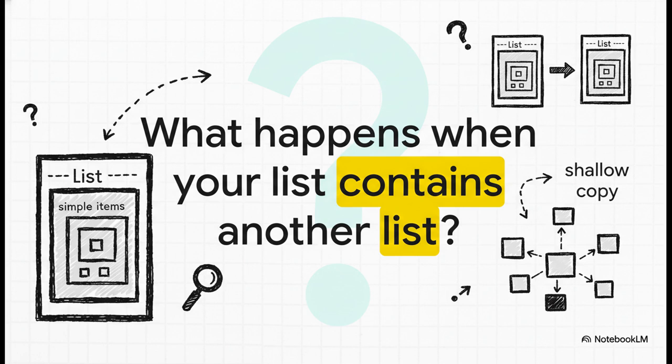But here's a little food for thought. All the methods we just talked about create what's called a shallow copy. So, what happens when the thing you're copying is a list that has another list inside of it? Well, that opens up a whole new can of worms, and it's a puzzle we'll save for another time.